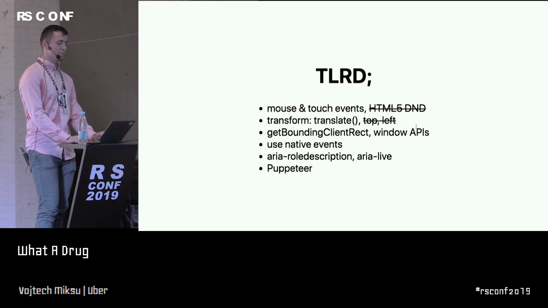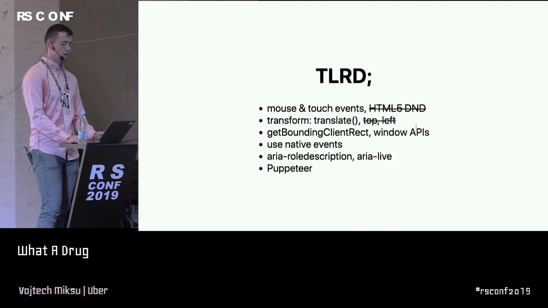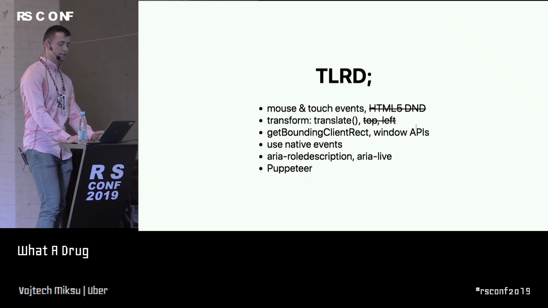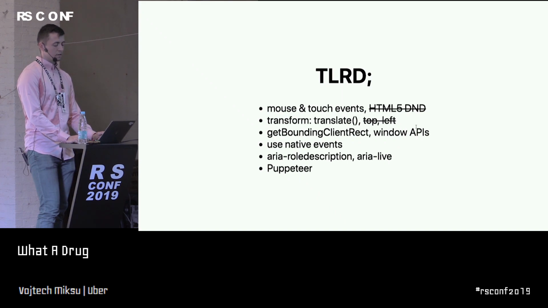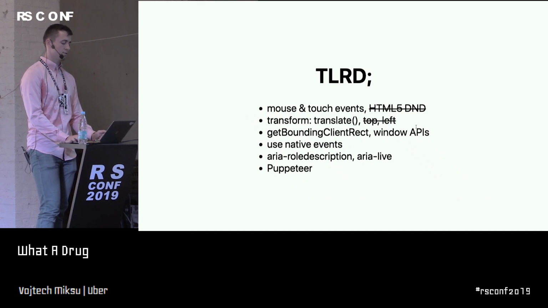If you need to move elements around, you should not use top and left. You should definitely use CSS transformations. It's more efficient and faster. You will need to measure a lot of things, and there are really good APIs for that, like getBoundingClientRect. If you want to use React events with this whole thing, you will have really bad times. So you should just start right away with native events.